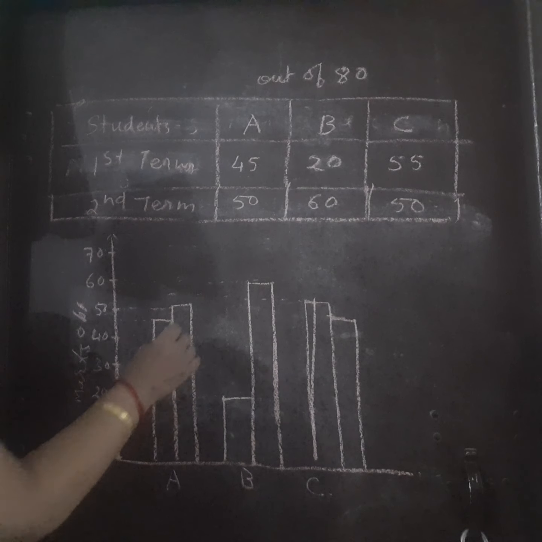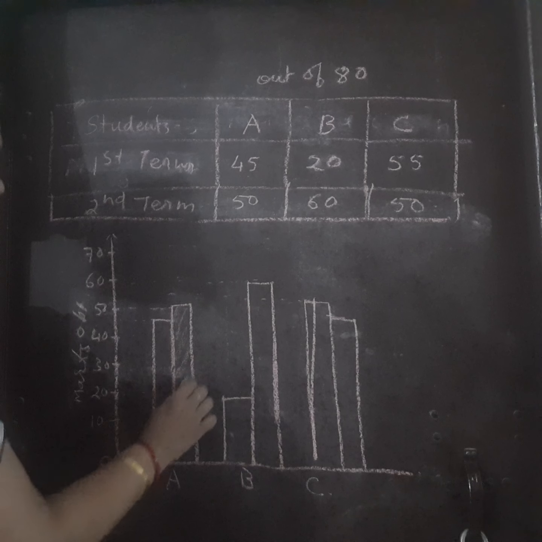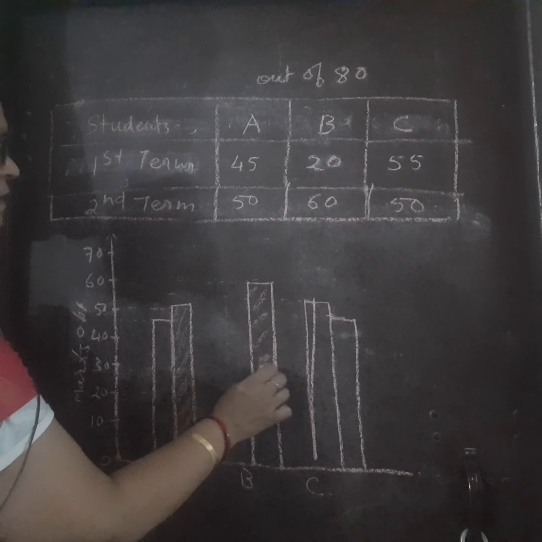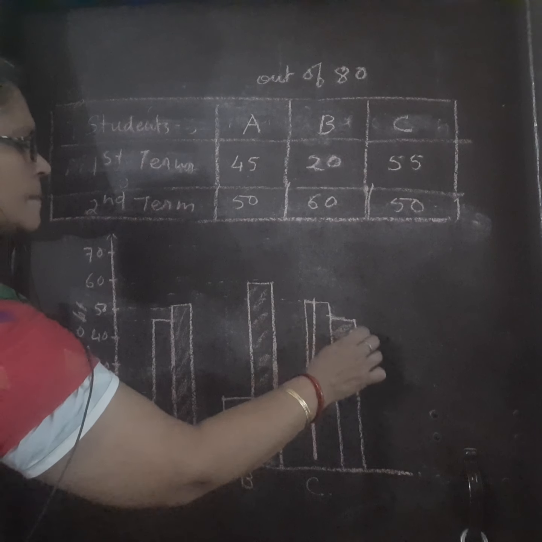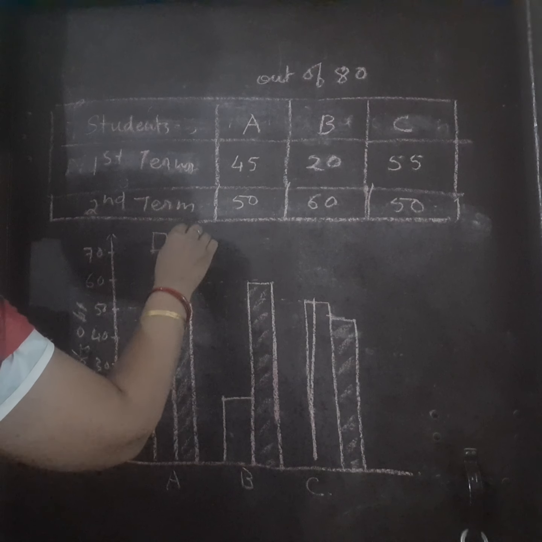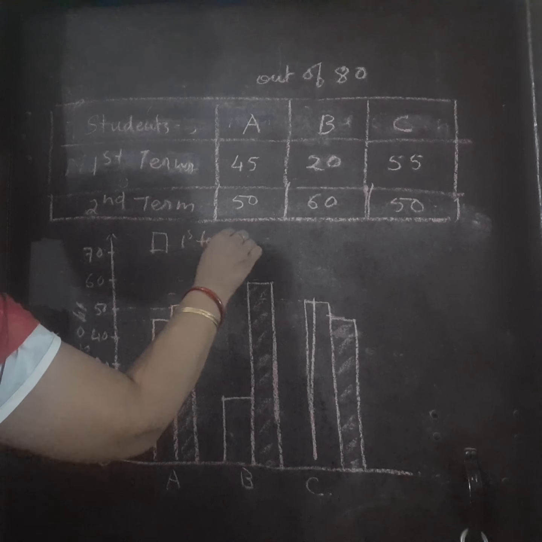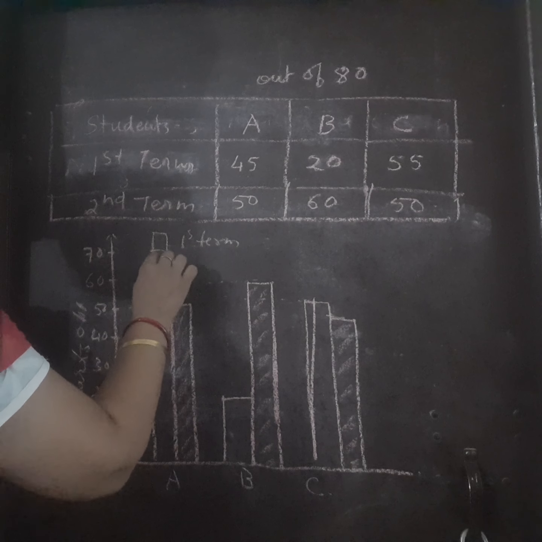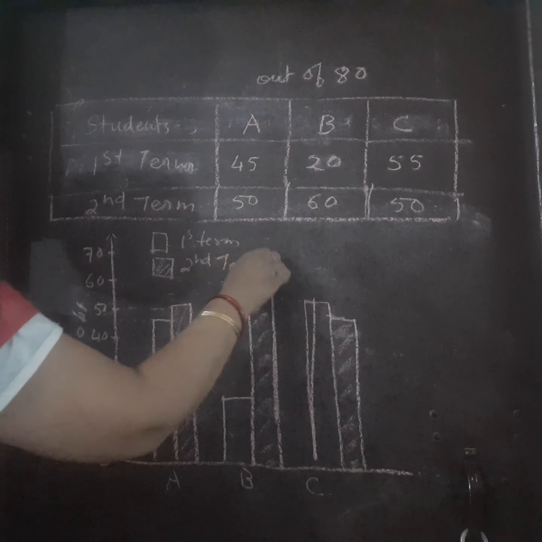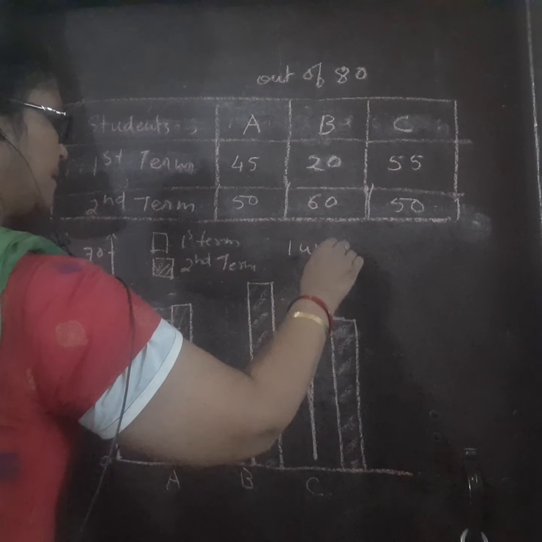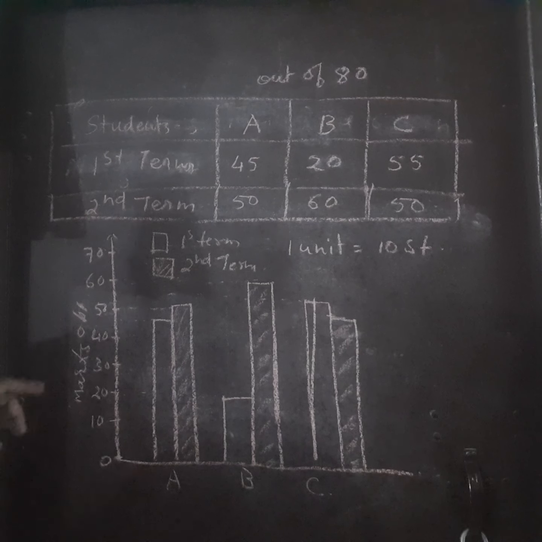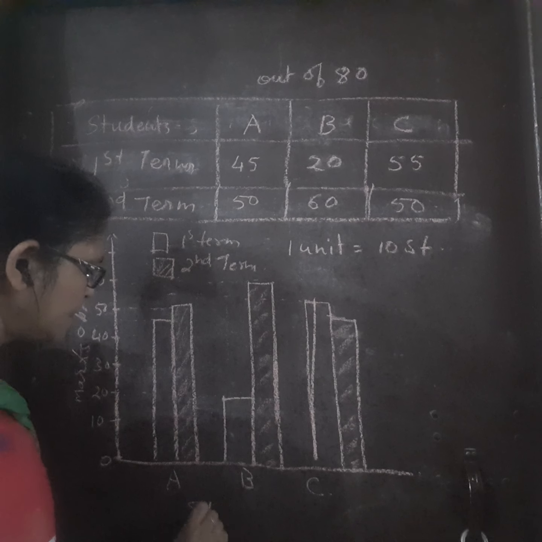Here you can see, and we will indicate the second term as shaded and the first term as unshaded, not shaded. So we will represent this as first term and this as second term, and scale will be 1 unit is equal to 10 students. Okay children, here it is students.